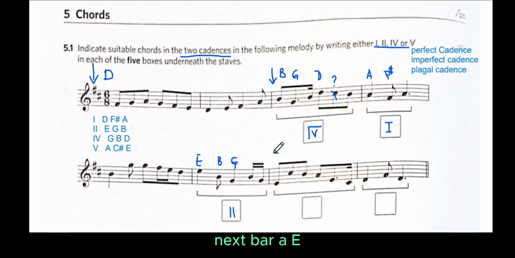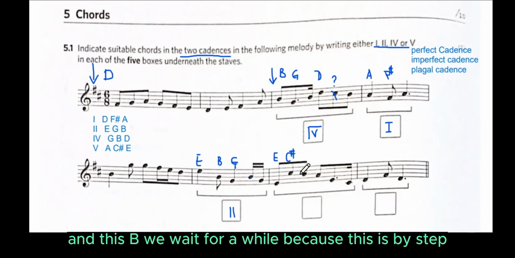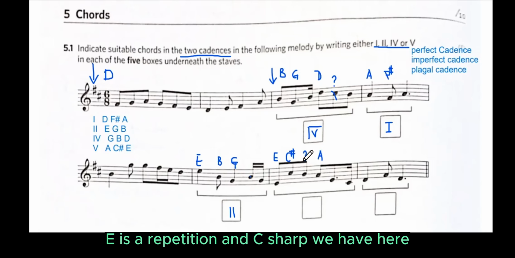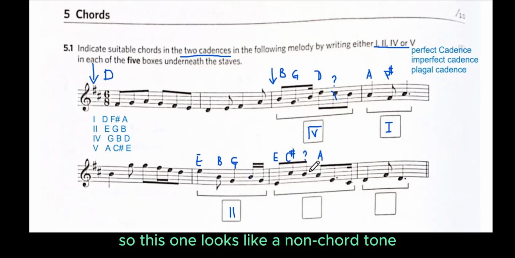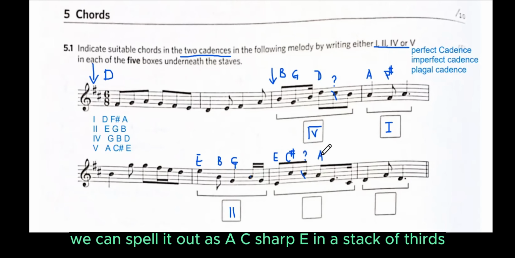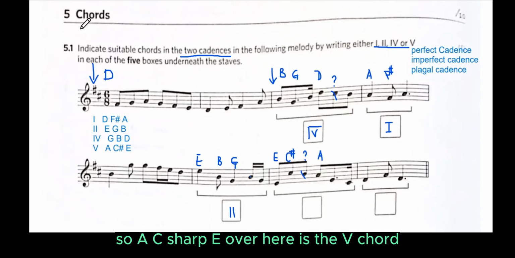Next bar, an E, a C. Of course, this is a C sharp. And this B, we wait for a while because this is by step. Now comes A. E is a repetition, and C sharp we have here. So this one looks like a non-chord tone. We put it aside first and check these 3 notes. We can spell it out as A, C sharp, E in a stack of thirds. So A, C sharp, E over here is the 5 chord.